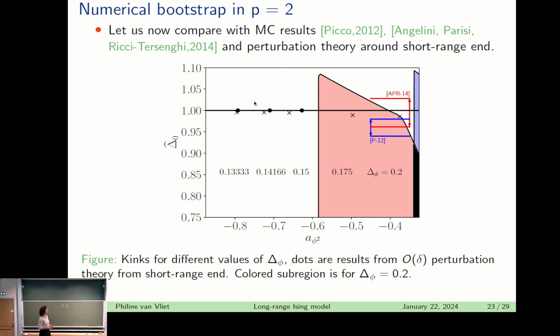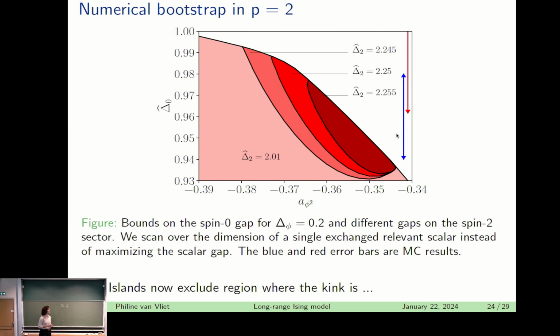And we see that the kink is slightly above these results from Pico, but well within the region of results for this group. But of course, if we really want to say that we can exclude one of the two, we should find some island instead of only a kink that would truly exclude this region for the Monte Carlo results. So we tried this.